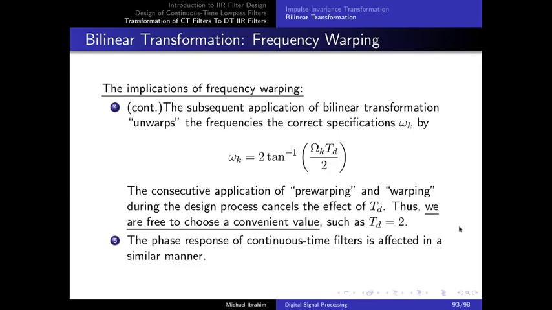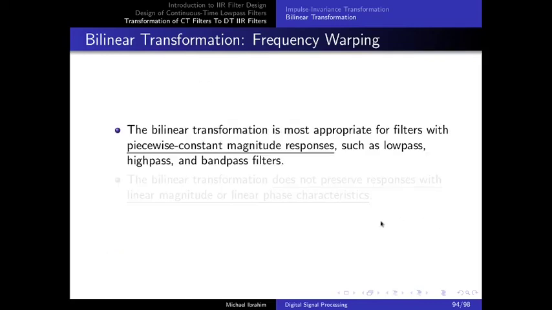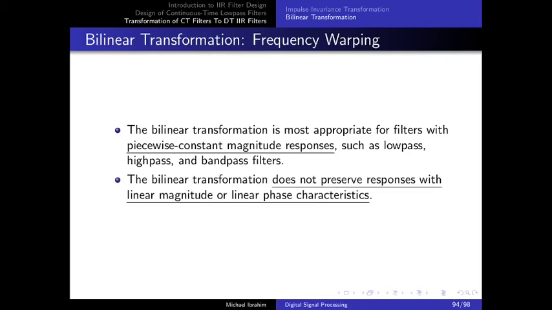The phase response of a continuous time filter will be affected in a similar manner, but we will ignore the phase response for now. So, the bilinear transformation is appropriate for filters which have piecewise constant magnitude response, or flat magnitude response, because flat responses will be mapped into flat responses in the discrete time, such as low pass, high pass, and band pass filters. But the bilinear transformation does not preserve responses with linear magnitude or linear phase characteristics. The linear phase or linear magnitude will be distorted.